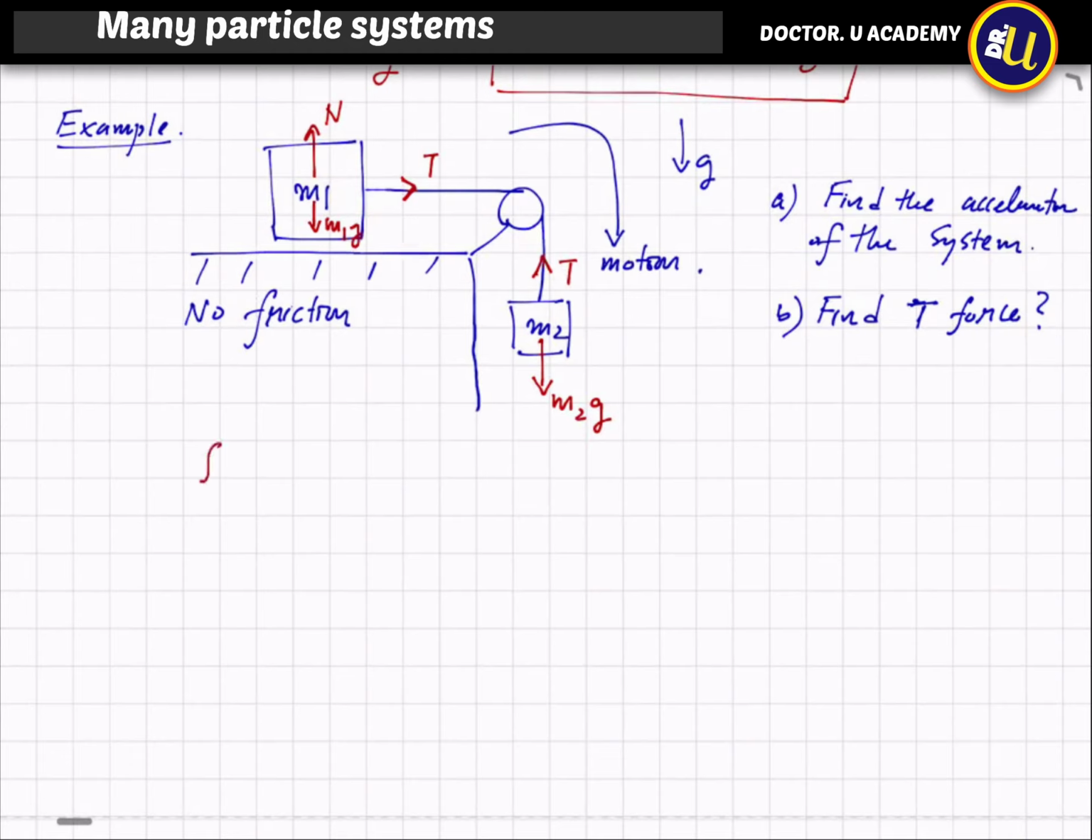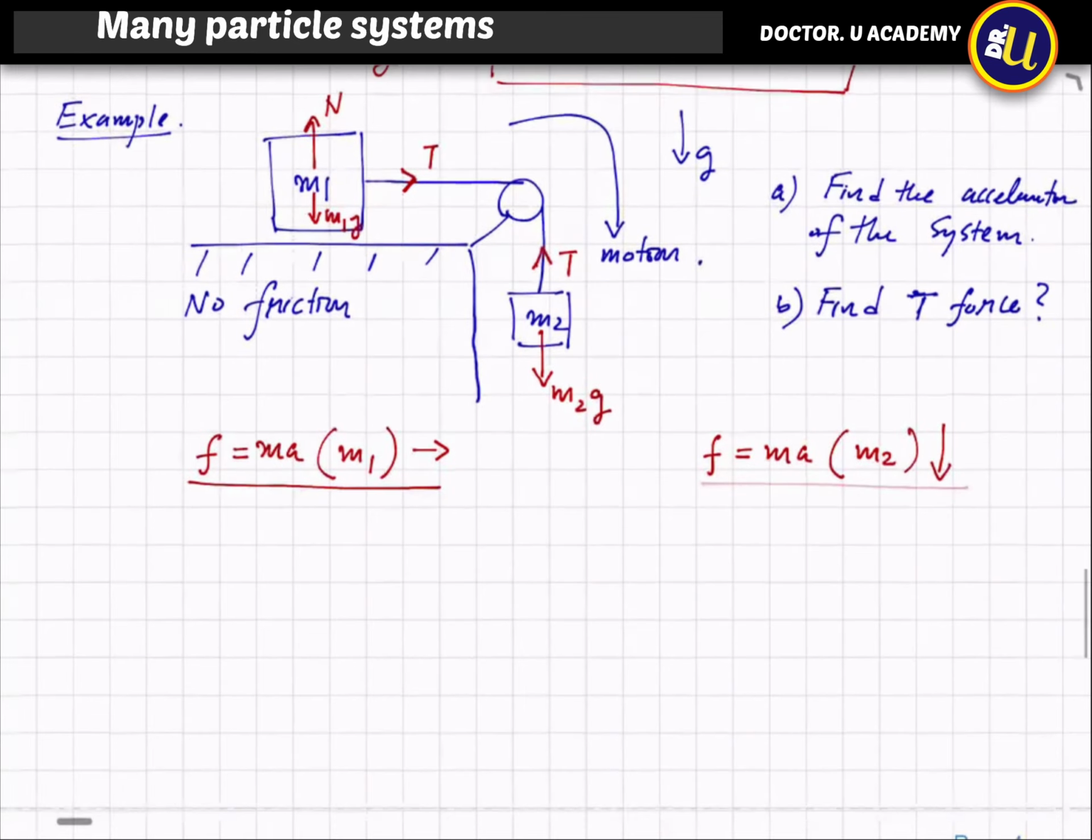Now I'm going to use F equals ma on the m1 object. Now the m1 object is moving to the right direction. This is very important. Then F equals ma on m2, you use in the vertical direction. Now on m2, what is the net force? Net force would be m2g minus T. You can see this and that is counted. You have m2a. This is your first equation.